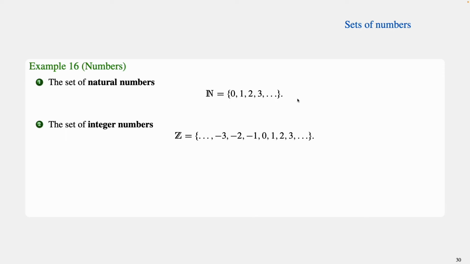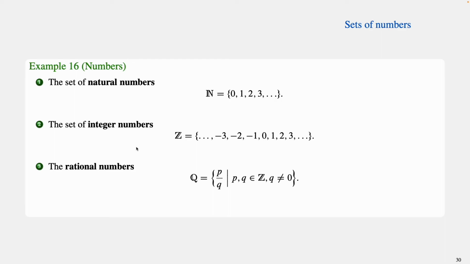Next up are the integers, denoted by the letter Z, which is the natural numbers together with the negatives. So we don't just have 0, 1, 2, 3, 4, 5, and so on. We also have -1, -2, -3, and so on down to minus infinity.